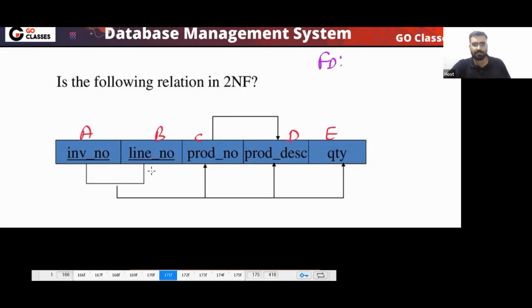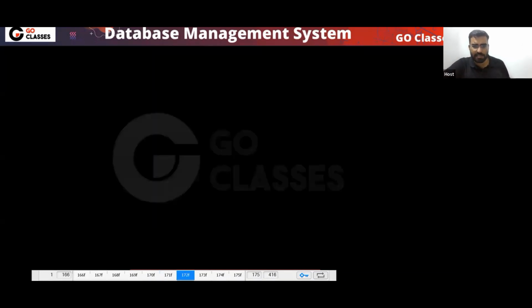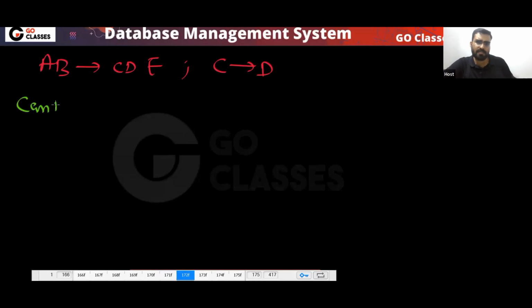You can notice this means AB determining CDE. Yes or no? Next, C determining D. So these are your FDs: AB determines CDE, and C determines D. Now find what the candidate keys are.